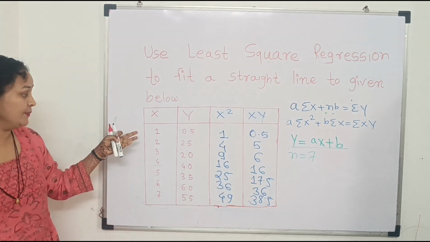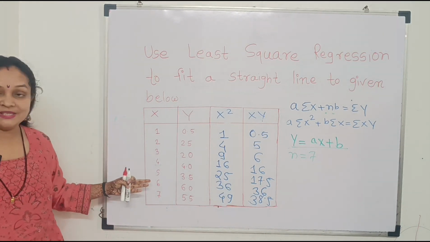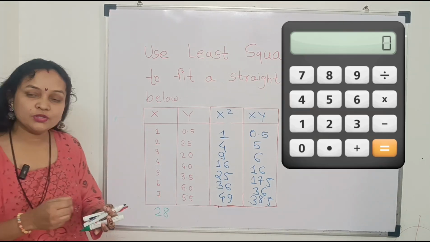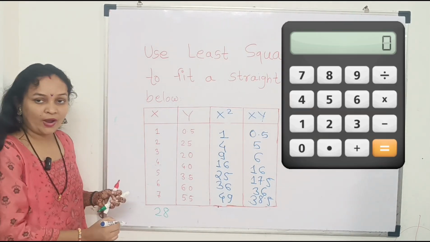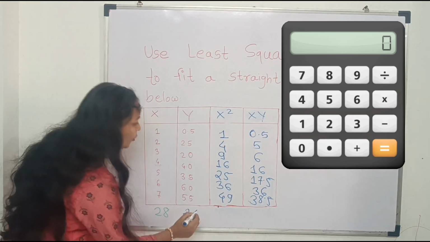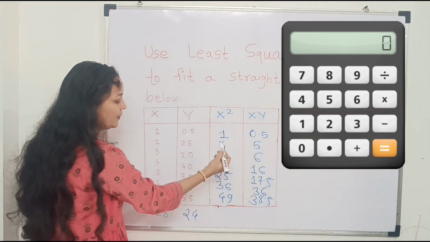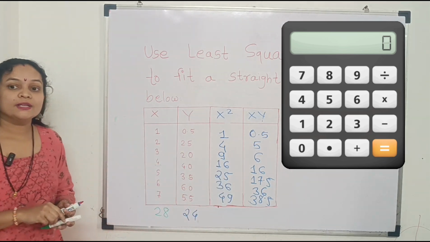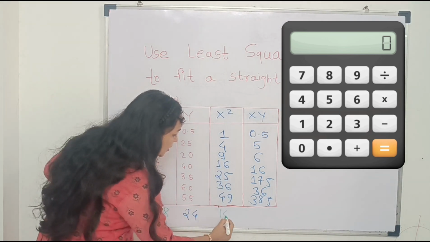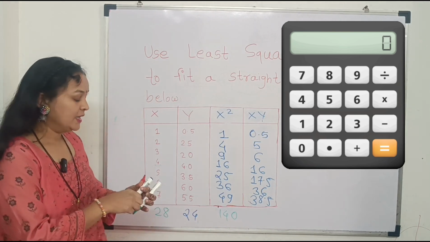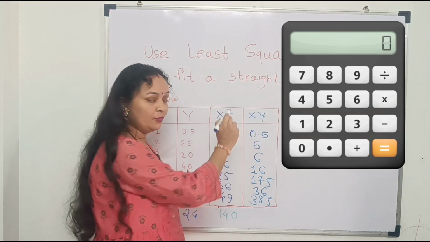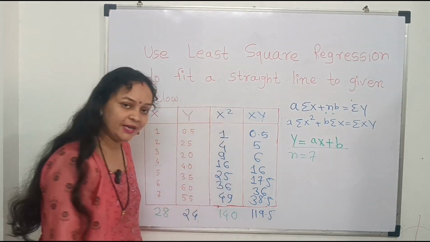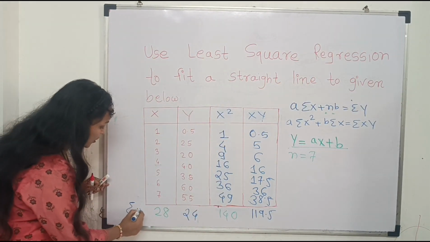So let's start with the summations. The summation of x becomes 28. You can simply calculate it using a calculator. The summation of y becomes 24. The summation of x square, that is 1 plus 4 plus 9 plus 16 plus 25 plus 36 plus 49, becomes 140. And the summation of x multiplied by y becomes 119.5. Now you have all the summations.